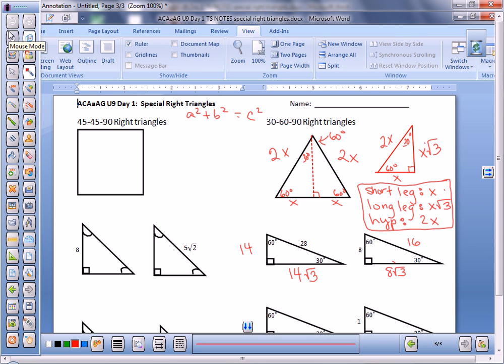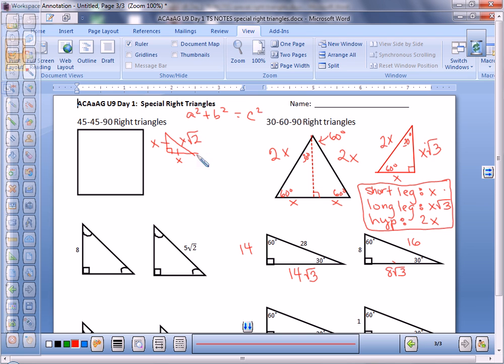Well, we showed mathematically why. Okay, so basically what we've looked at are two different patterns. The 45, 45, 90 has x, x, x root 2. And for those of you that like to memorize stuff, see, I just showed you the y part.